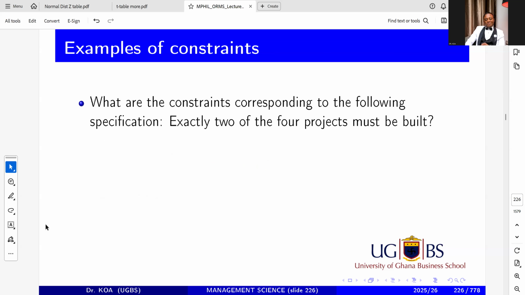Let's take a couple of other constraints that could have been said instead of this one.